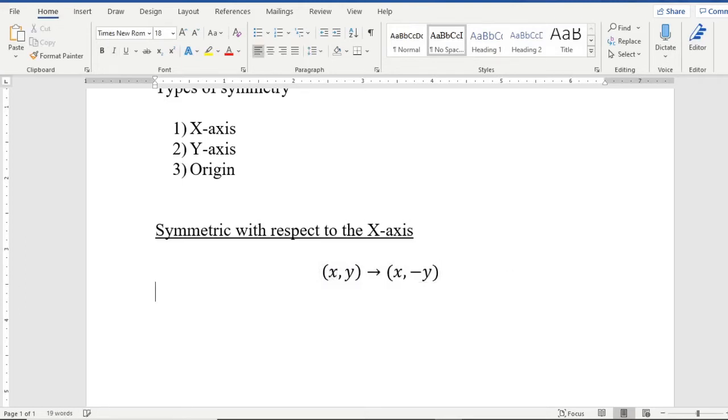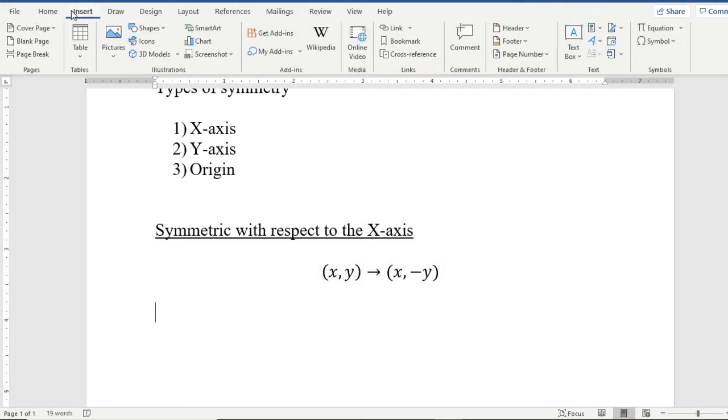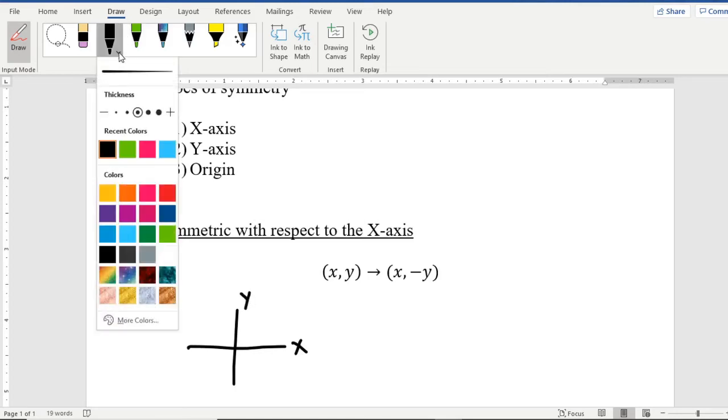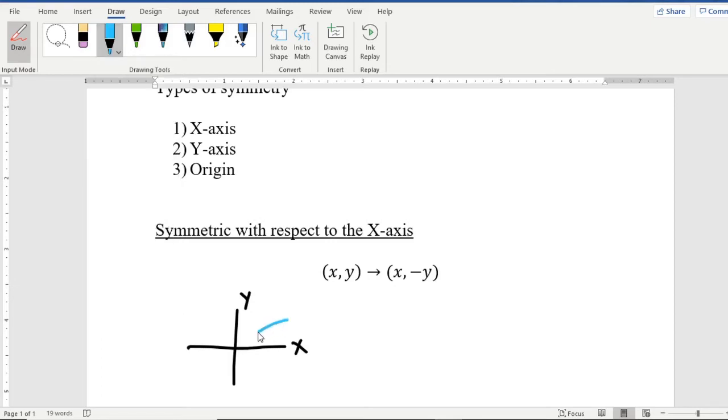So a great graph that shows this is the graph of x equals y squared. So that's going to look like this. So here's our x-axis. Here's our y-axis. And let's get a different color. I'll do it in blue. Okay. And that would be the rough sketch of a graph that's symmetric to the x-axis.